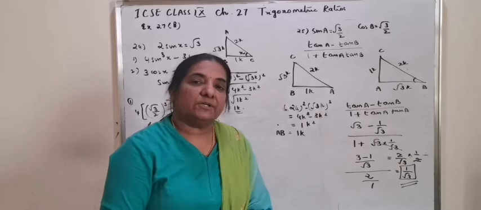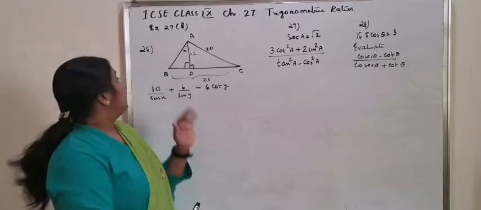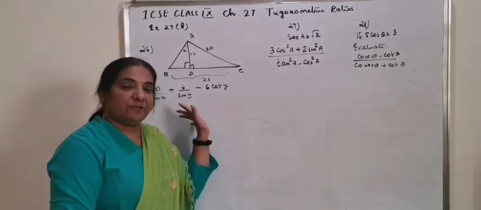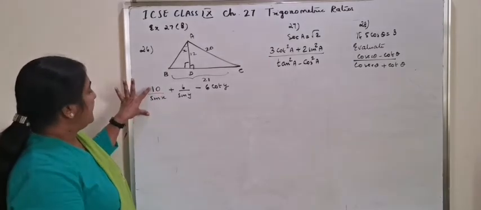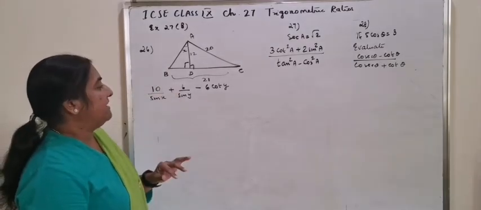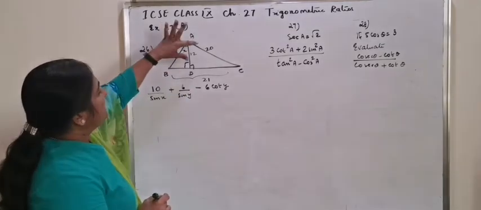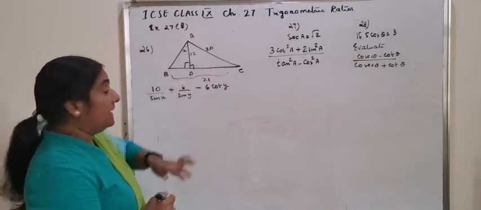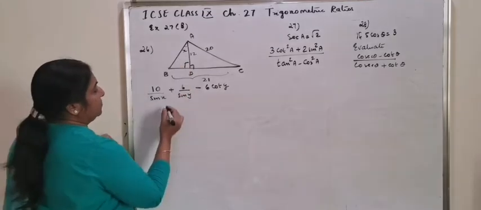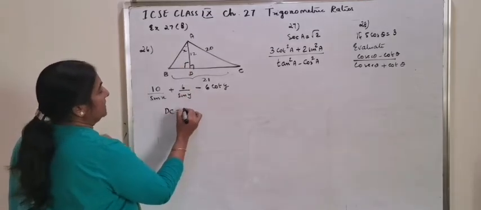It's an important question. Question number 26. Using the given information, find the value of 10 by sin x plus 6 by sin y minus 6 cot y. So the first method, the first concept, is to find out the remaining length here. So let's get what DC is.